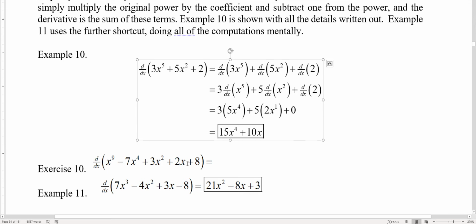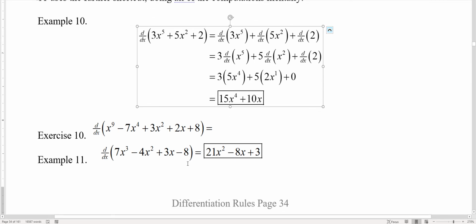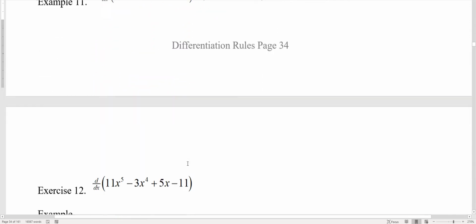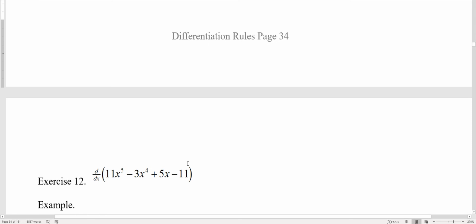So see if you can do that in this exercise here. Do it on your own and come back when you're ready. Press pause if you need to. Here's another one to try. We'll go over both of these in a second.